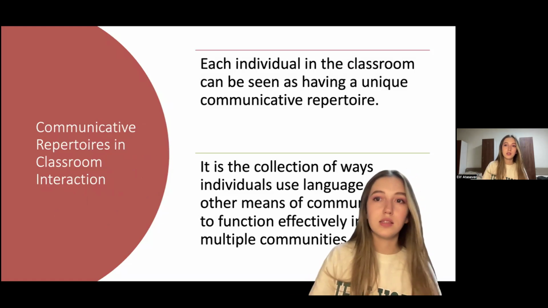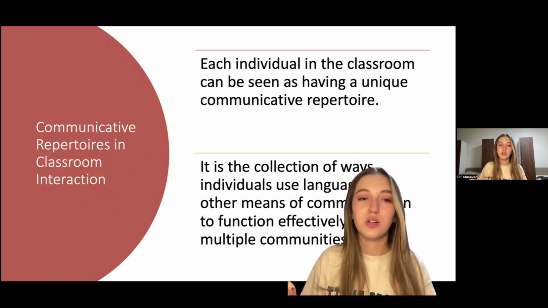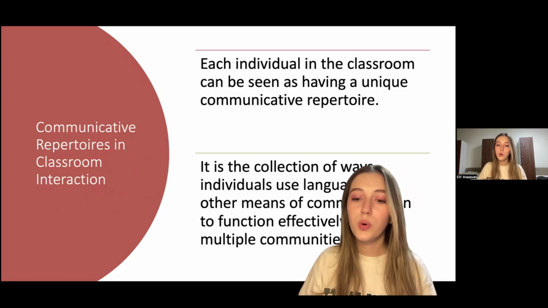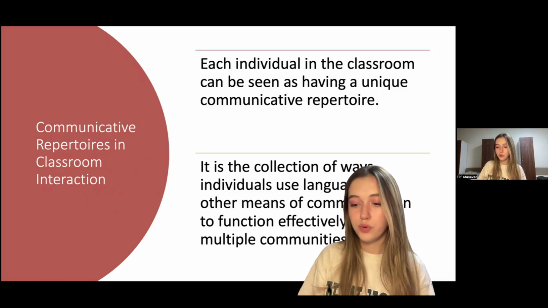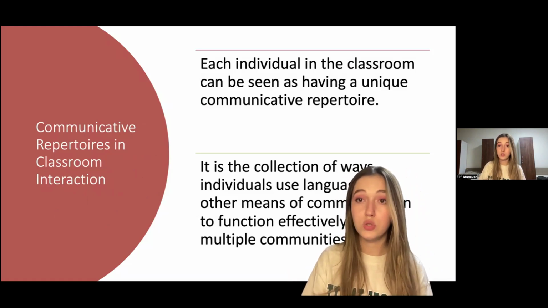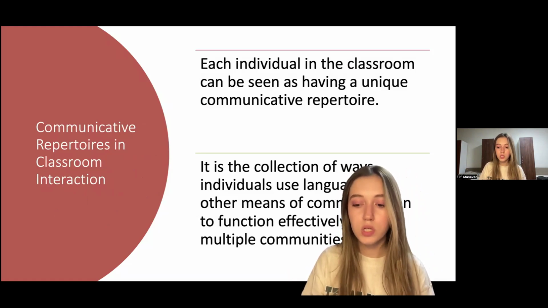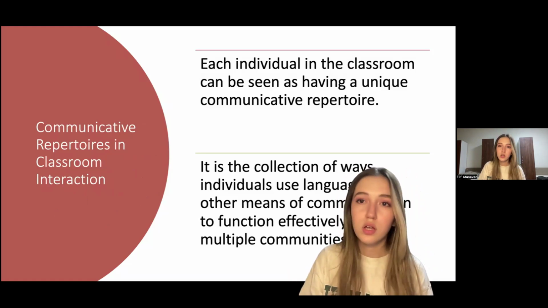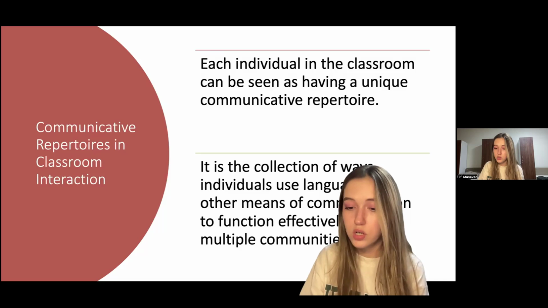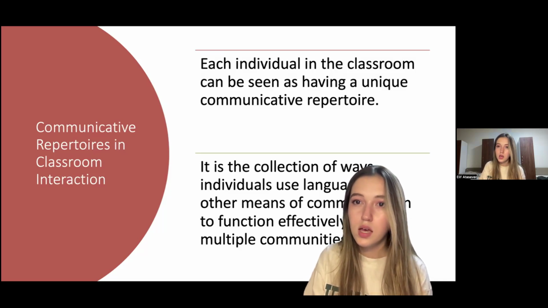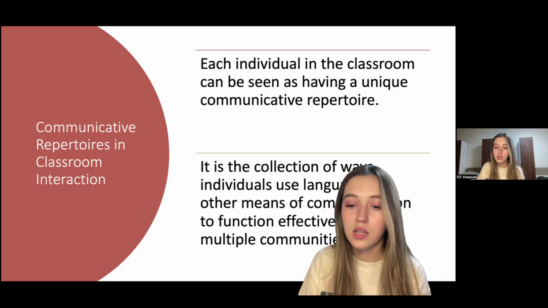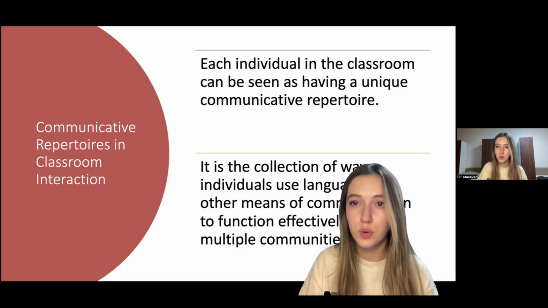And then we have the thing called communicative repertoires in classroom interaction. So, it is actually the full collection of ways individuals use language, gesture, posture, clothing, and cultural knowledge to communicate. And a classroom contains multiple communicative repertoires, and students may differ in how they respond to the teachers and etc. So each individual in the classroom can be seen as having a unique communicative repertoire.